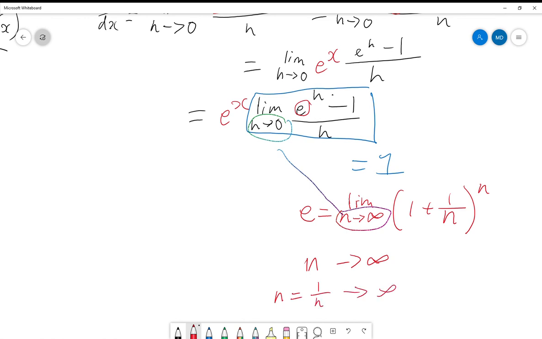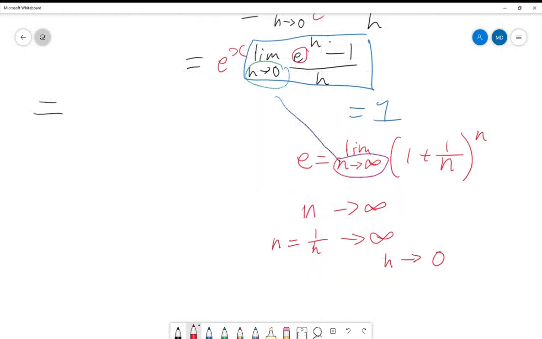And as that tends to infinity, h will tend to 0. Or in fact the other way around, as h tends to 0, 1 over h tends to infinity. And this gives us the power we need to solve this problem and prove that it is indeed 1. Okay, so carrying on, we've said that n is 1 over h, so e is equal to the limit as n tends to infinity, but remember that n tending to infinity is the same as h tending to 0, of (1 plus 1 over h), all to the power of 1 over h.